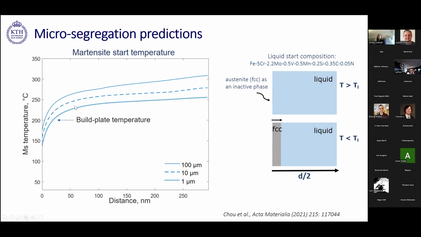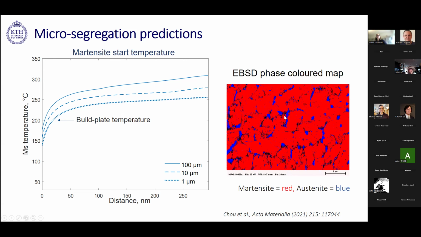We can see that in the segregated regions, due to the enrichment of those alloying elements, we have a decrease in the martensite start temperature. If we assume a build temperature around 200, one can draw the conclusion that maybe we cannot have fully martensite in the whole structure. And that would also explain why we see this retained austenite in the segregated regions.